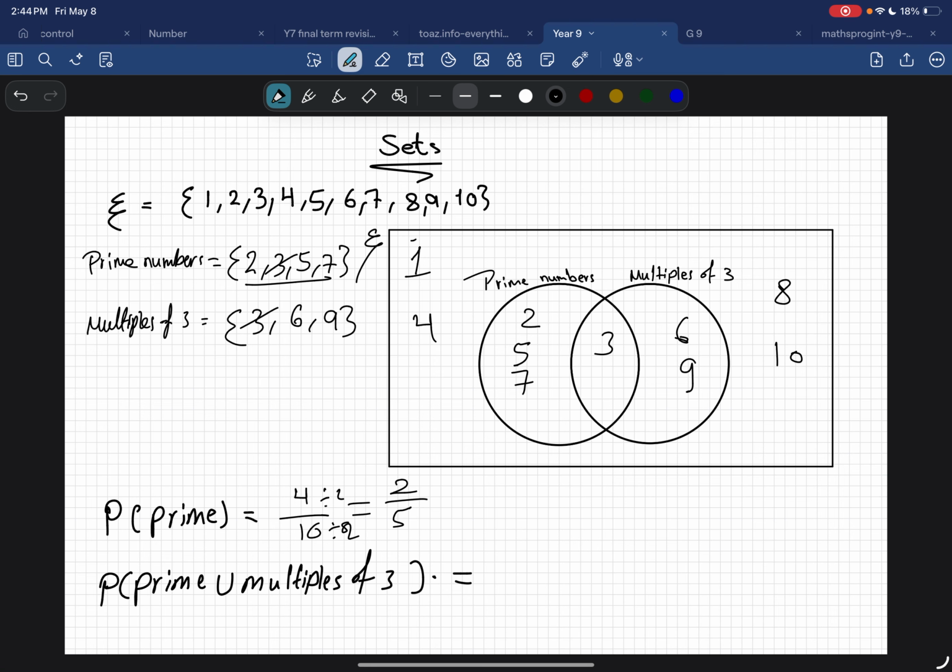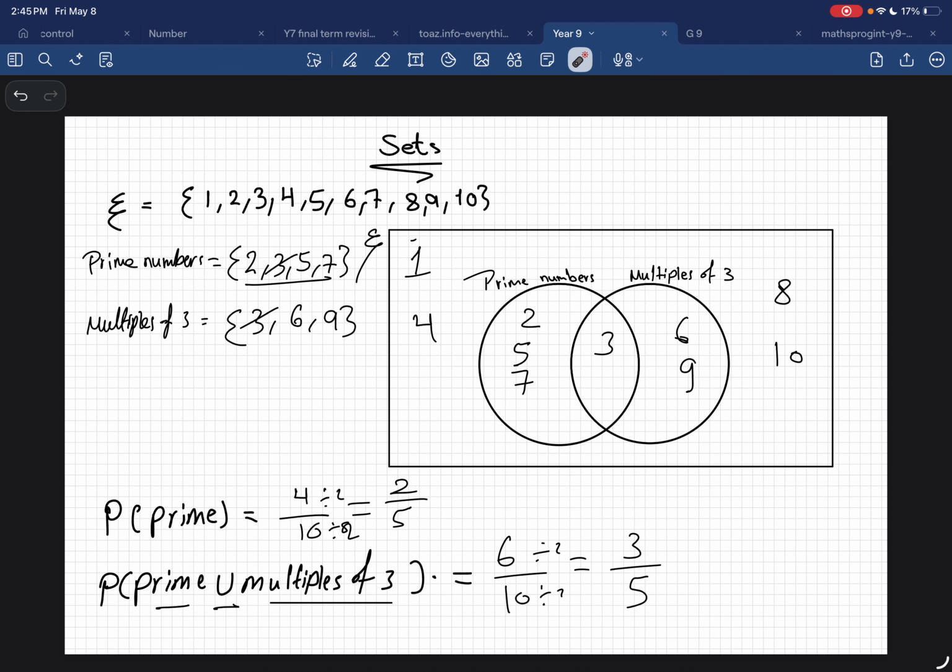What is the probability of having the prime numbers union the multiples of 3? That's basically all of these together, right? Because it's union, not intersection. If it were intersection, we would look at the 3. But here it's union, so everything inside here: 1, 2, 3, 4, 5, 6, which is 6 over how many in total? We have 10. Divide both sides by 2 because they're multiples of 2, and we have 3 over 5, so 3/5. So that's the probability of having a prime number union multiples of 3 together. We added them.